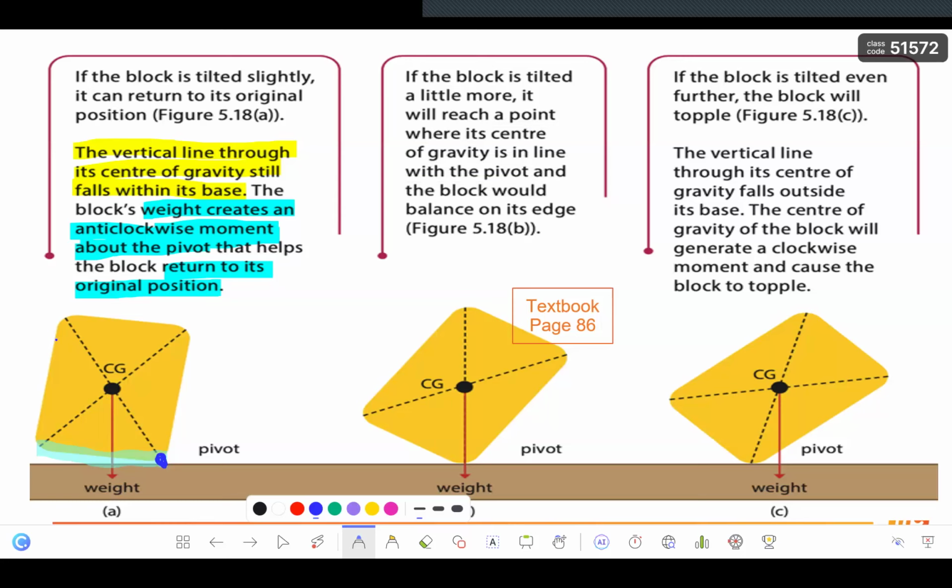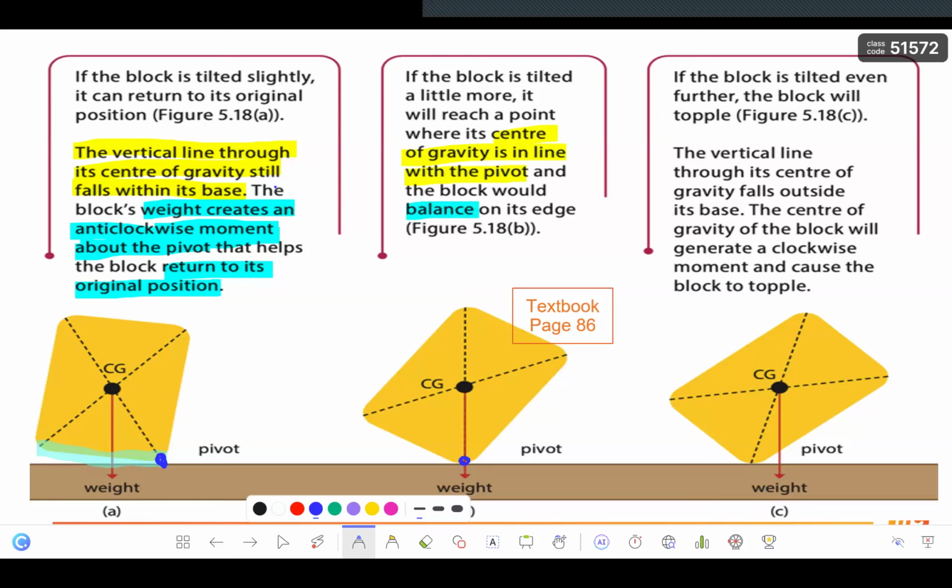So now if I continue tilting this block, I tilt even more. I reach a point whereby, take a look, the line of action of my weight is exactly at my pivot over here. If my line of action of my weight is exactly at my pivot, we say that this block will be balanced over there because there will be no moments. So in this case, the center of gravity is in line with the pivot. There is no moment. It will stay balanced over there.